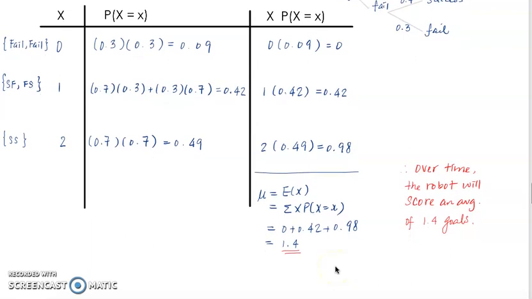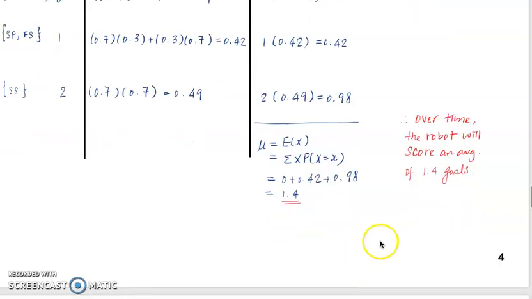To interpret the meaning of this number, we say that over time, the robot will score an average of 1.4 goals. That means if the robot keeps shooting, and you track the number of points it scores each set of 2 shots made, it will result in 1.4 goals on average.